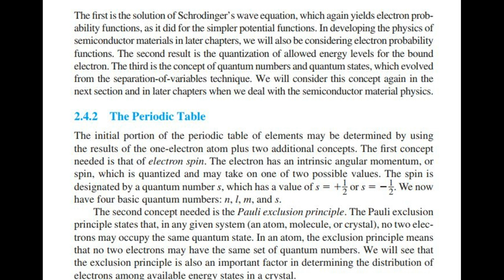The initial portion of the periodic table of elements may be determined by using the results of the one electron atom plus two additional concepts. The first concept needed is that of electron spin. The electron has an intrinsic angular momentum, or spin, which is quantized and may take on one of two possible values. The spin is designated by a quantum number s, which has a value of +1/2 or -1/2. We now have four basic quantum numbers: n, l, m, and s.